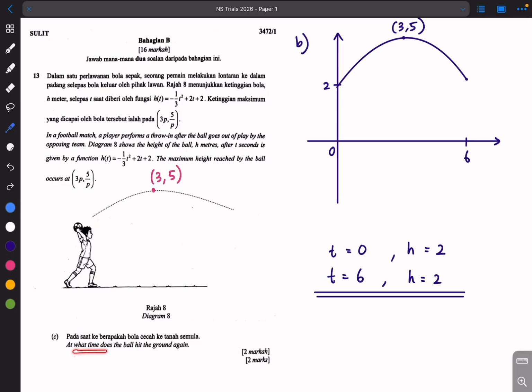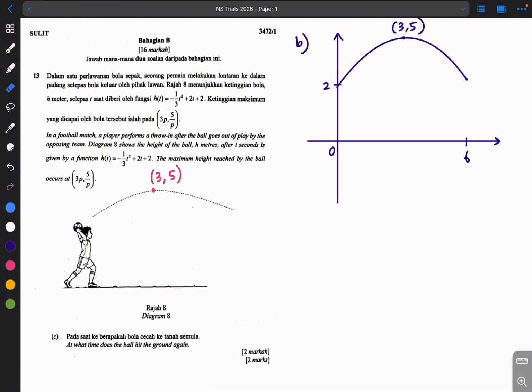C. At what time does the ball hit the ground again? Okay, so this is the projectile motion of the ball. When it hits the ground means our h is 0 right here. So we need to find what's the time here. So obviously it has to be more than 6, because at 6 it is still at 2 meters high. So it has to be a value more than 6 lah. Right, let's try to figure this one out.